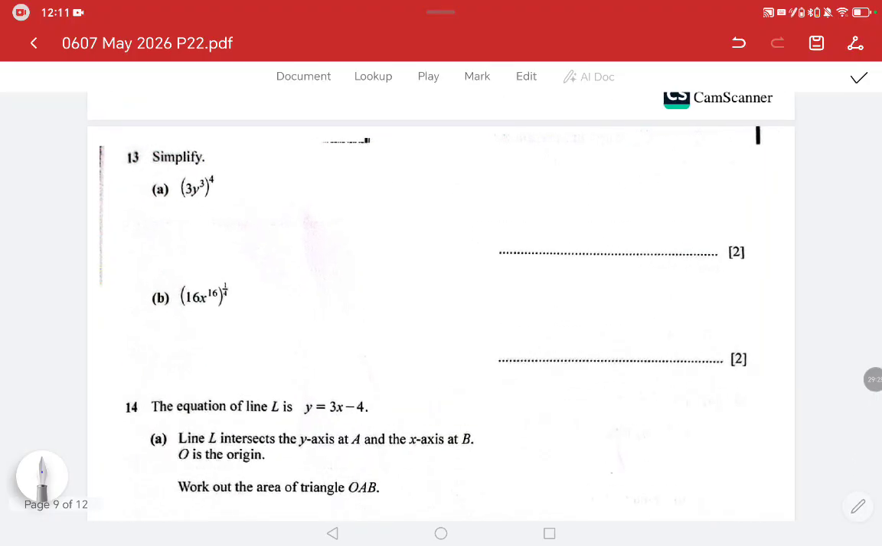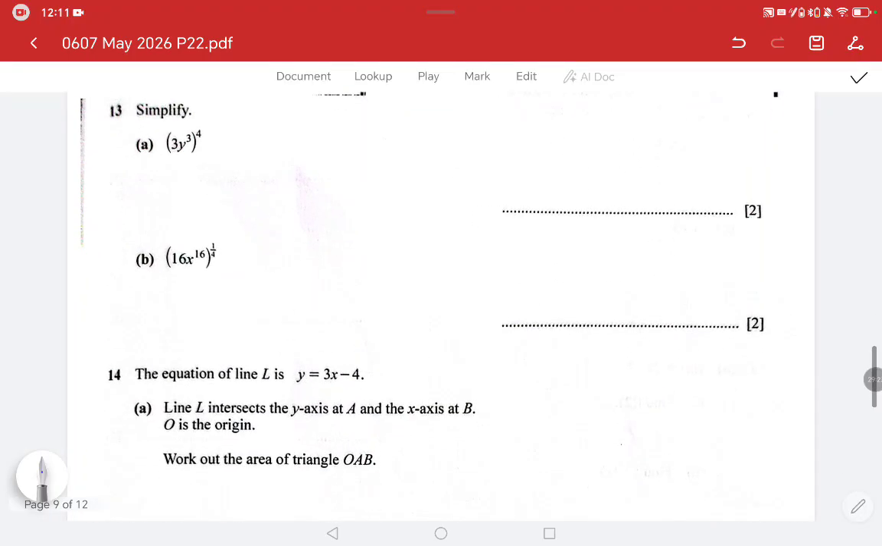Simplify. Now we have this index. The most common mistake usually comes here, when someone just takes 4 to the power of 12, and 3 leaves it as it is. This is a mistake, so take care about this mistake.